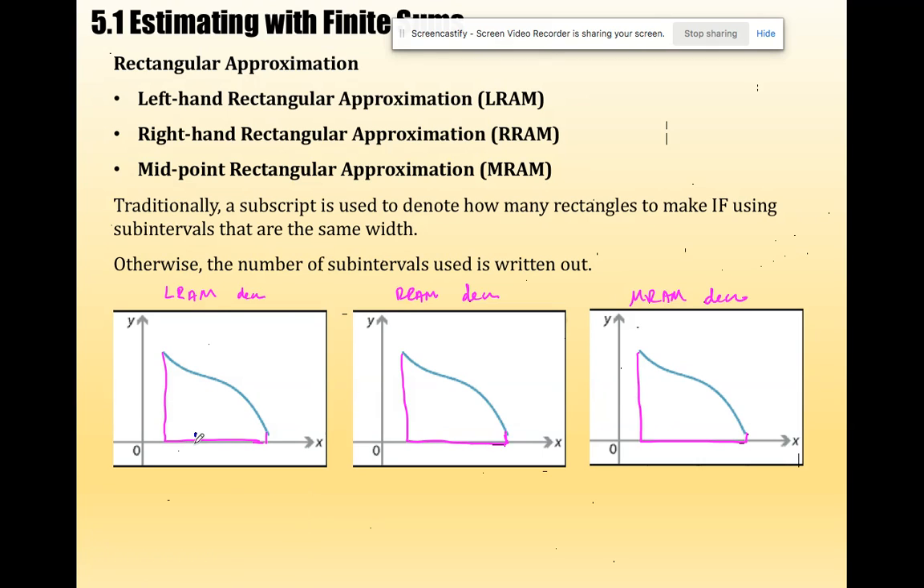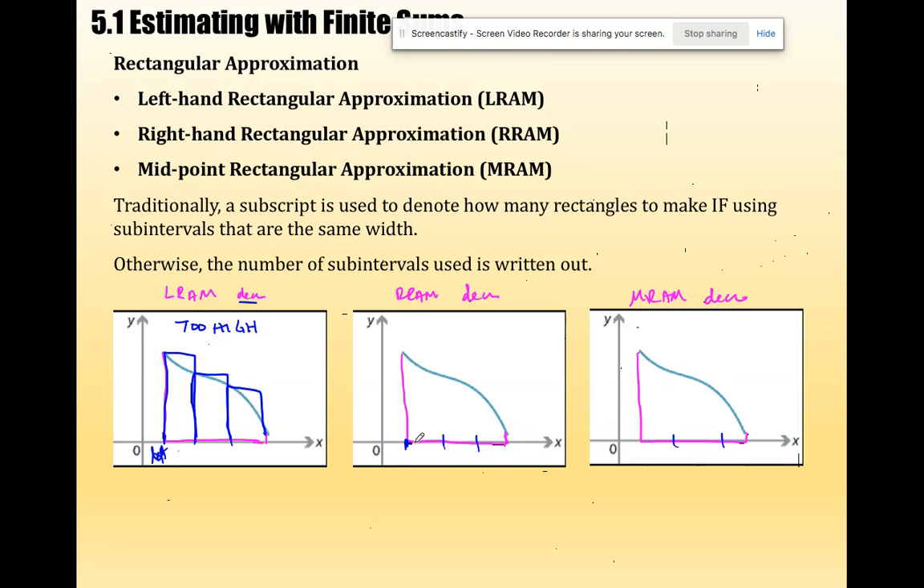LRAM, let's say I divide this into 3 rectangles, each one into just 3 rectangles. Start, constantize, and down. Start at the left of each interval. Up, constantize, down. Up, constantize, down. With a decreasing function, LRAM is too what? Too high. But what about RRAM?